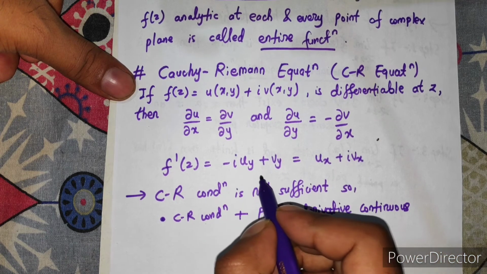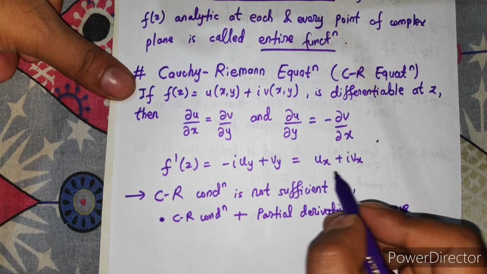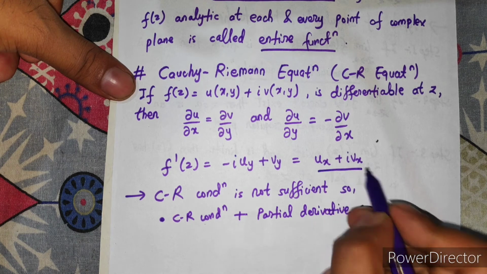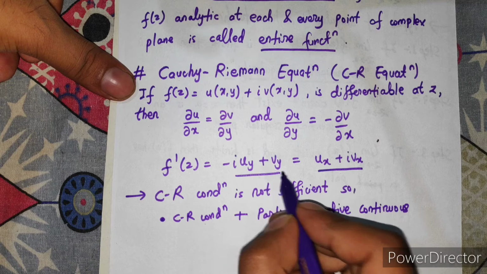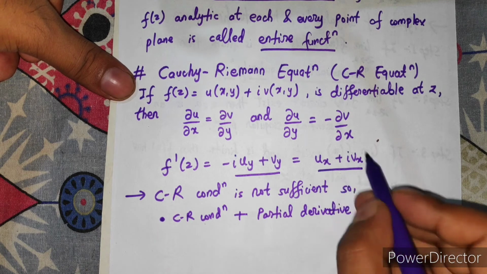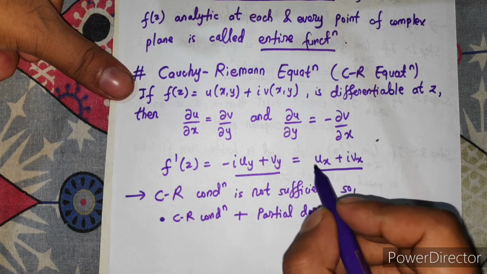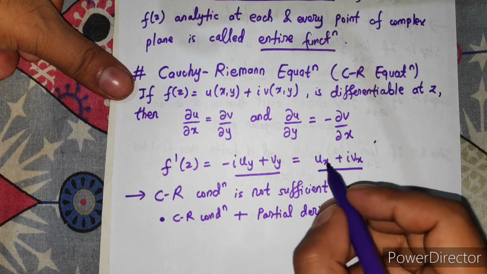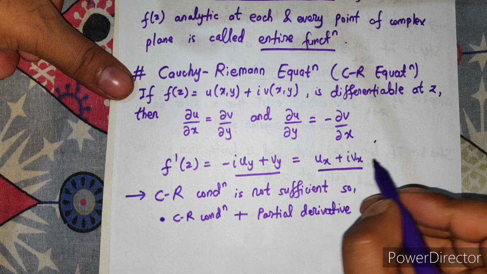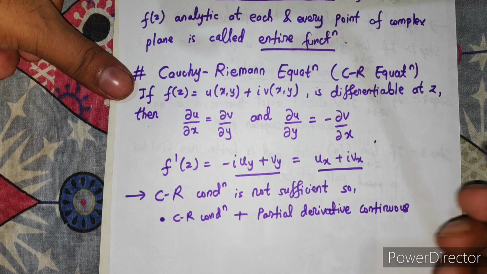Similarly, if you want to differentiate partially using x, the expression will be this. If you want to differentiate using y, I like x more, so minus i y makes the addition a bit difficult. So remember x: u_x plus i v_x, simple. Differentiate u partially with respect to x and differentiate v partially with respect to x.